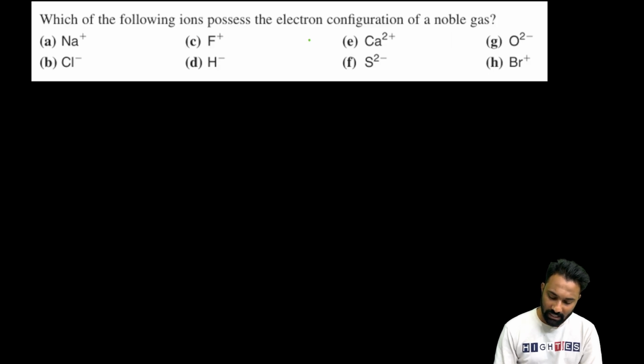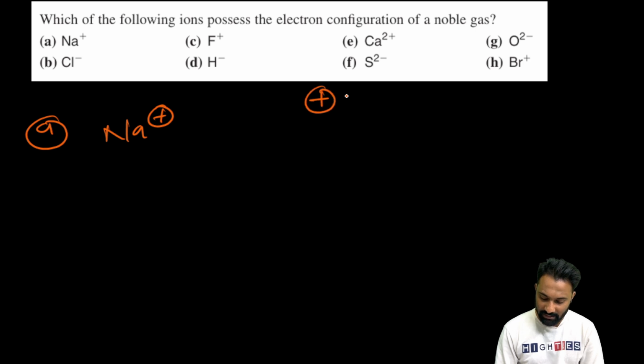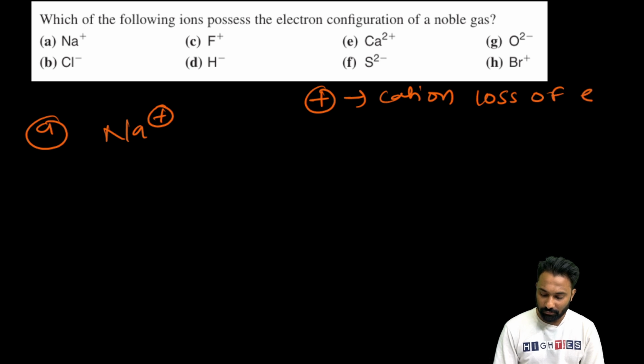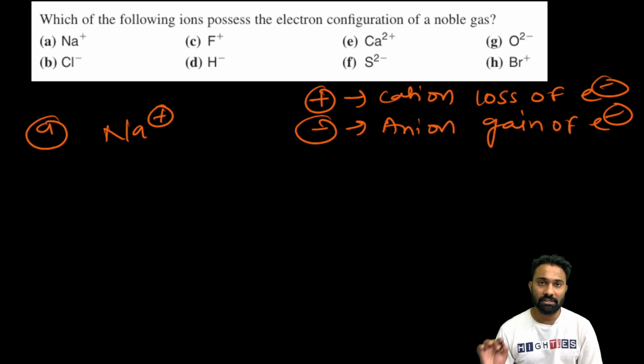Now which of the following ions possess the electronic configuration of the noble gases? So ions or atoms or compounds want to try to attain the noble gas electronic configuration, right? Now you see the first one, A, whether it is possessing the noble gas electronic configuration or not. Na plus. So my dear friends, in our chemistry, this plus indicates a cation, loss of electron. Clear? Now negative indicates an anion, gain of electron. Clear? Remember this one.